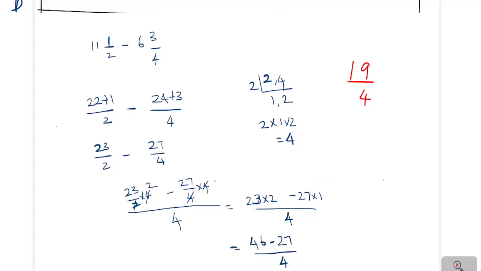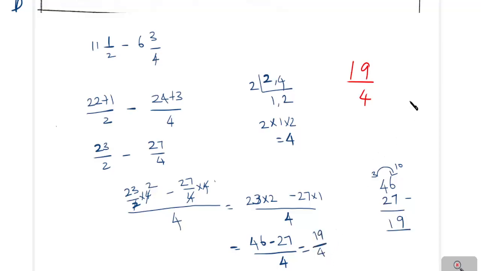So 23 into 2 is 46 minus 27 by 4. When you are going to subtract 27 from 46, you have to borrow a 10 from 4, so it becomes 3. So you have to subtract 16 minus 7. 16 minus 7 is 9, and 3 minus 2 is 1, so 19. So 19 is the balance, so you can write 19 by 4.